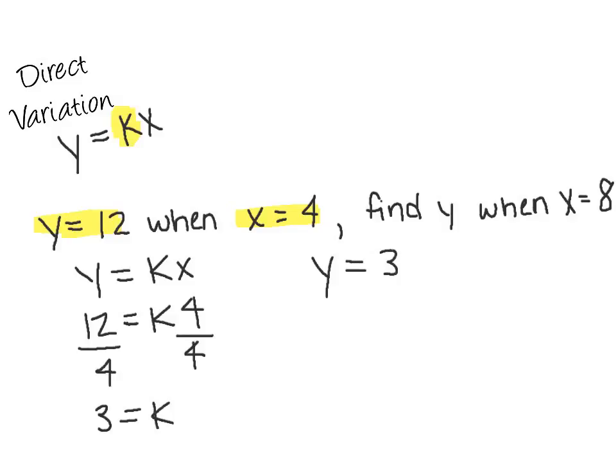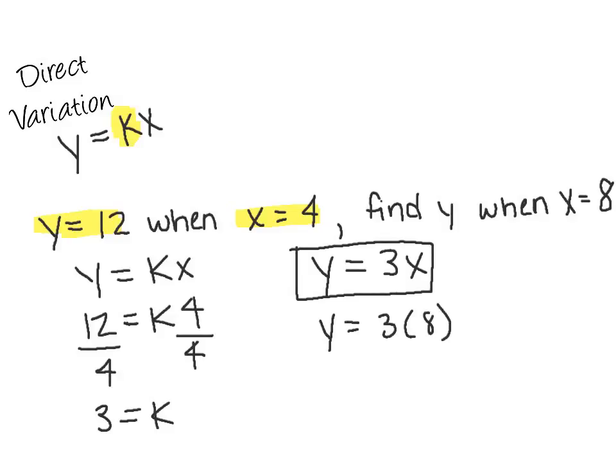Next, I want to find what the y value is when x equals 8. So what I'm going to do is use my direct variation formula that I just made and plug in that x value. So I'm plugging in 8. So 3 times 8 will give me y equals 24. So in this situation, when x equals 8, the y value is going to be 24 on your graph.